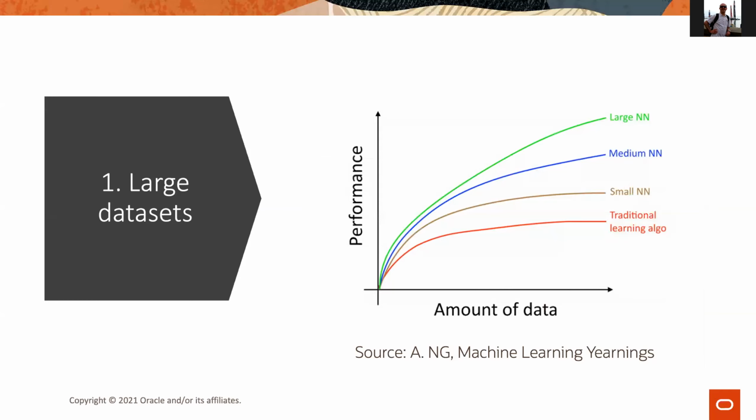Availability of large data sets, what does it mean? This picture is taken from a book available online by a well-respected researcher in the field, Andrew Ng. Basically, this picture shows that, differently from the traditional machine learning algorithms, let's say logistic regression, only with neural networks can you increase your performance simply by using more data to train your algorithm.